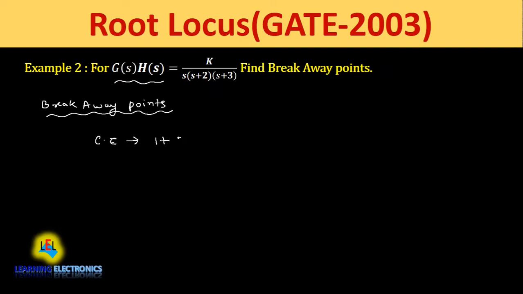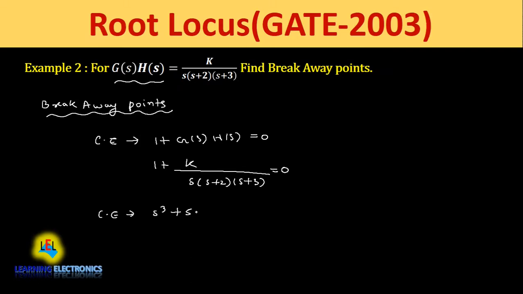which is given by 1 plus G(s)H(s) equal to 0. So we will put this equation here. We will get 1 plus K divided by s(s+2)(s+3) equal to 0. When we solve this, we will get the final characteristic equation as s cube plus 5s square plus 6s plus K equal to 0.